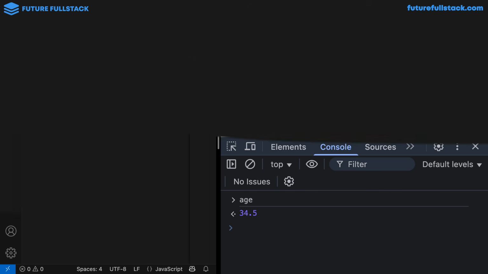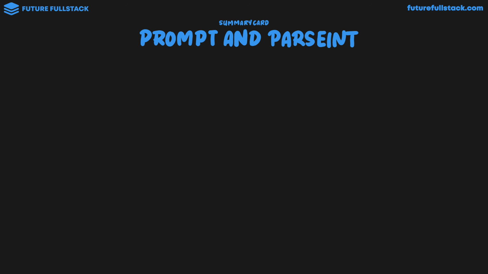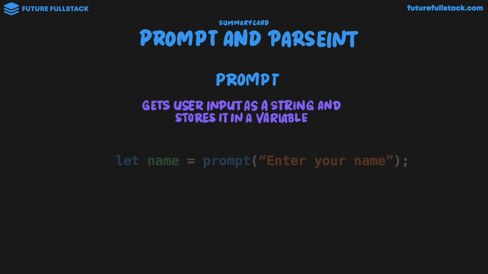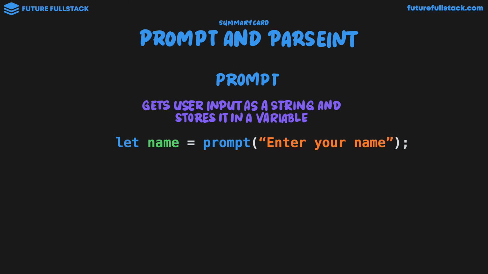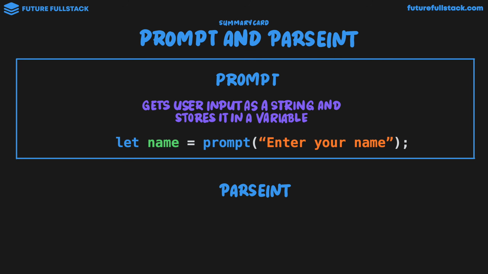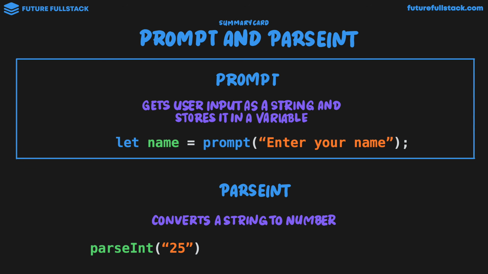So let's wrap up the theory by building a summary card, prompt and parseInt. We started off by looking at prompt, which we can use to get user input as a string and store it in a variable. It looked like this, where we used the prompt keyword and had parentheses wrapping our message, and whatever value is captured is stored as a string inside the variable name. We then looked at parseInt, which converts a string to a number. It looked like this, parseInt, followed by parentheses, wrapping an integer, that is a whole number. And we also saw we could use parseFloat to convert a string decimal to a decimal number.